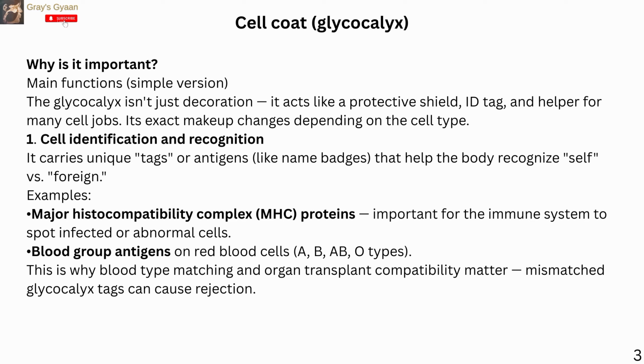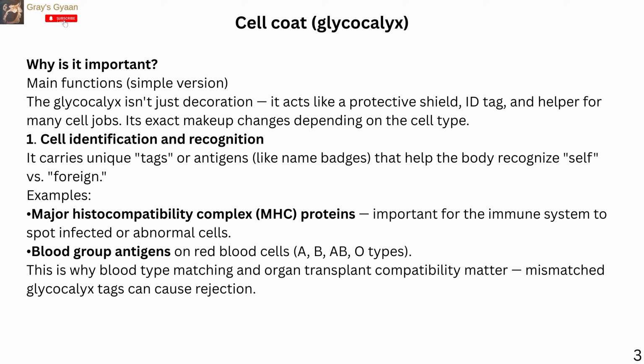Cell identification and recognition. It carries unique tags, or antigens, like name badges, that help the body recognize self versus foreign. Examples: Major histocompatibility complex, MHC, proteins, important for the immune system to spot infected or abnormal cells.